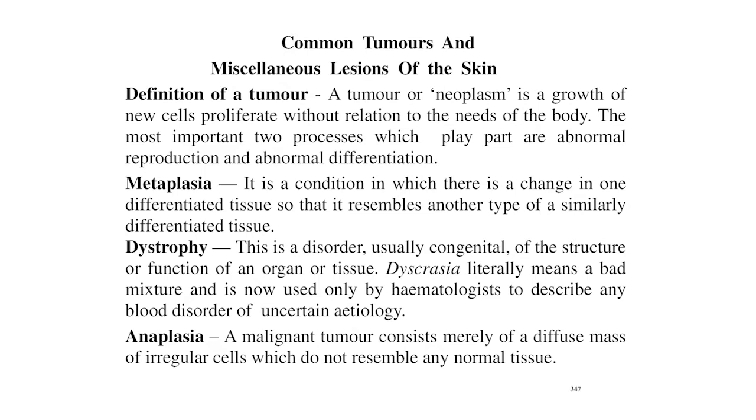First is metaplasia. It is a condition in which there is a change in one differentiated tissue so that it resembles another type of similar differentiated tissue. Second is dystrophy. This is a disorder, usually congenital, of the structure or function of an organ or tissue. Dyscrasia literally means a bad mixture and is now used only by haematologists to describe any blood disorders of uncertain etiology. Third is anaplasia. A malignant tumor consists merely of a diffuse mass of irregular cells which do not resemble any normal tissue.